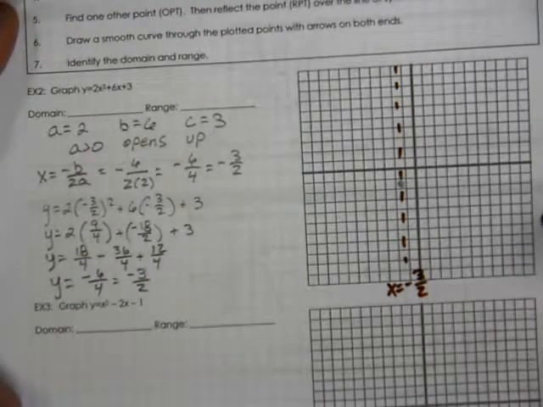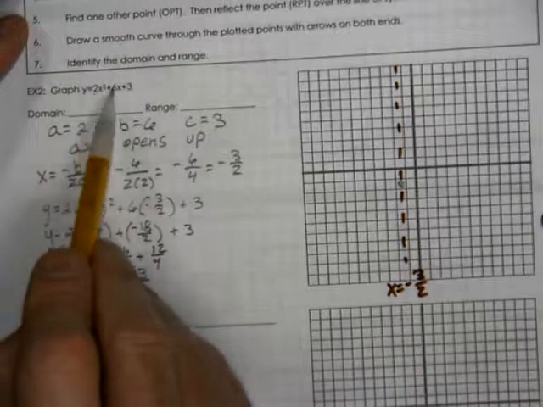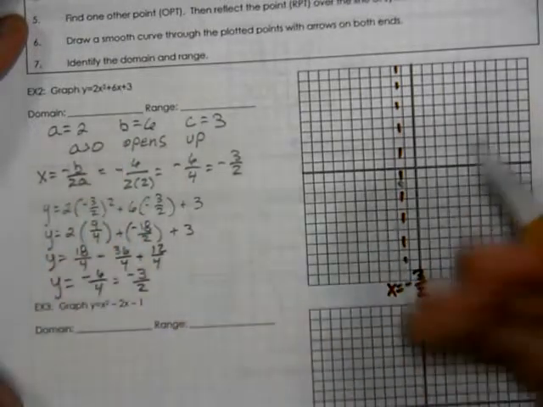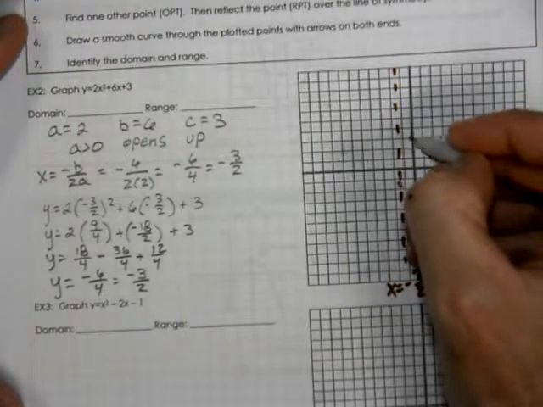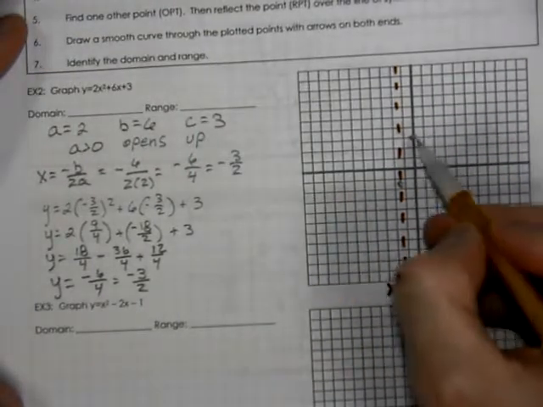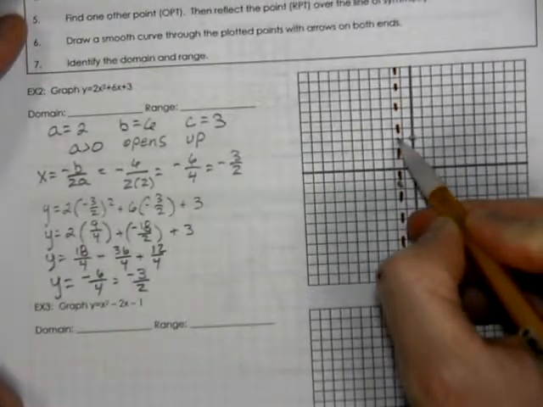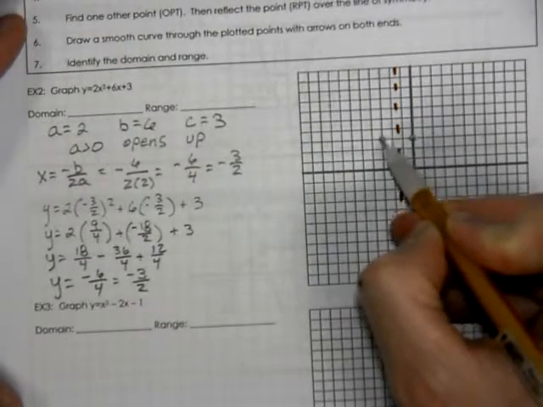So we've done that. Then we look at the y-intercept. So the y-intercept is always at your c value. So 0, 1, 2, 3. You can reflect that across your axis of symmetry. So you're 1.5 units away from the line of symmetry. You have to go 1.5 units past that.